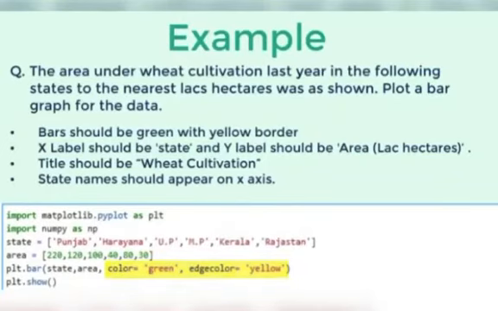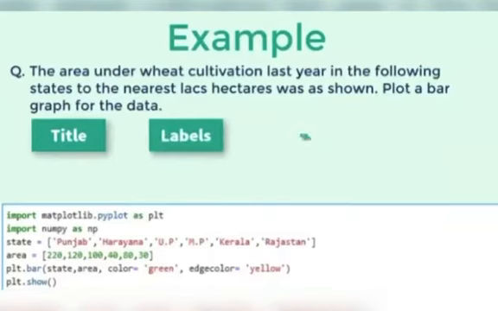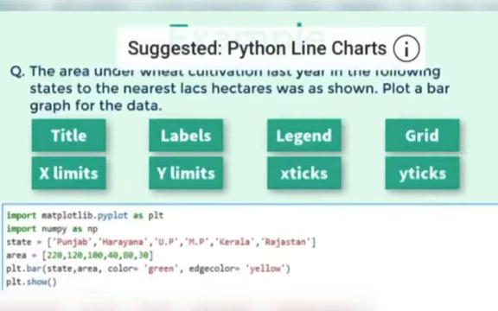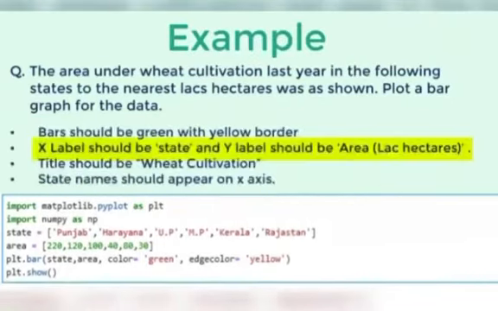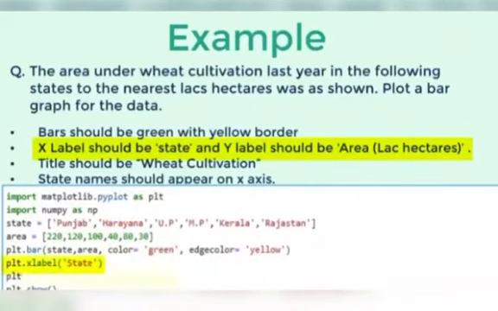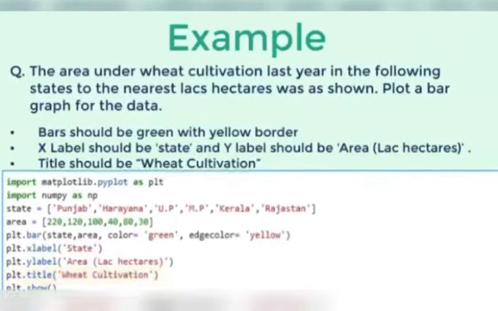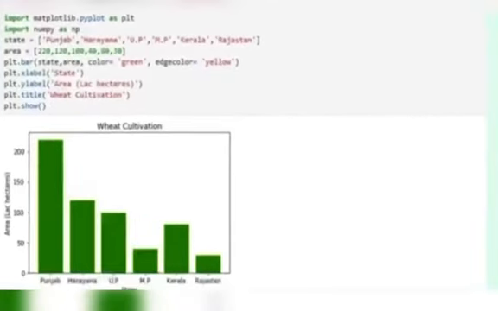Now there are some additional functions in PyPlot which are common to all graphs, so you can try using any of them for your graphs. They are title, labels, legend, grid, x and y limits, x ticks and y ticks, which are covered in line chart. In our question, we have the labels, so we will set the x and y labels. We also have the title, so we will set the title as well. Now if we run this, we will see the bar graph as per the question.